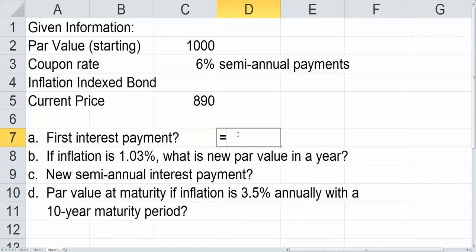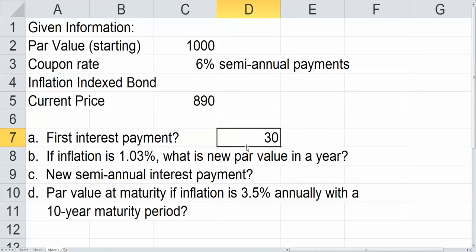Our interest payment is determined by the coupon rate and the par value. The coupon rate is 6% a year, but you want to divide that by 2 because they're made semi-annually. So we're receiving 3% every 6 months. And then you just take that 3% and multiply by the par value of 1,000. So we'll receive $30 in interest for the first coupon payment.